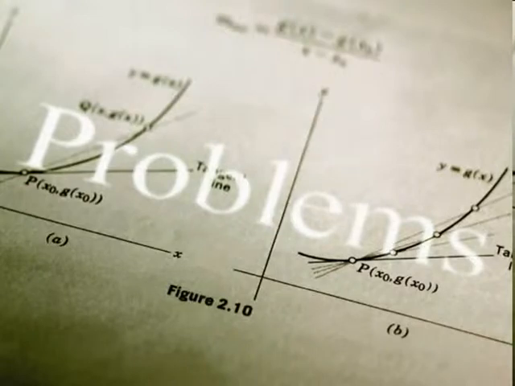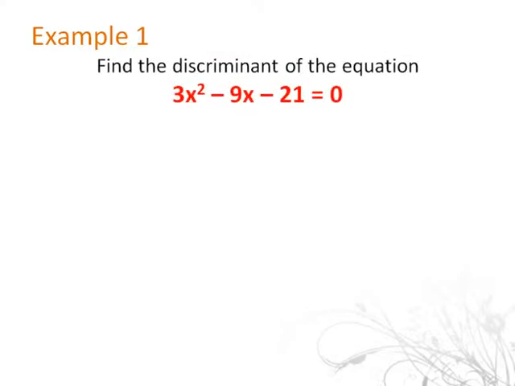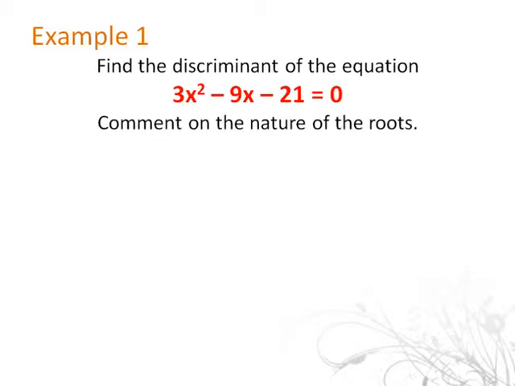Based on what we learned, let us take up a few examples and illustrations and see how the nature of roots helps us in solving quadratic equations and understanding the nature of the problem. Example number 1. Find the discriminant of the equation 3x square minus 9x minus 21 equal to 0. Based on this, comment on the nature of the roots.